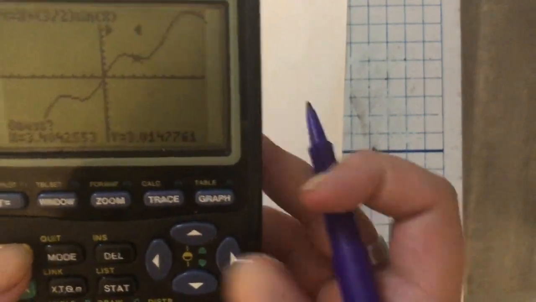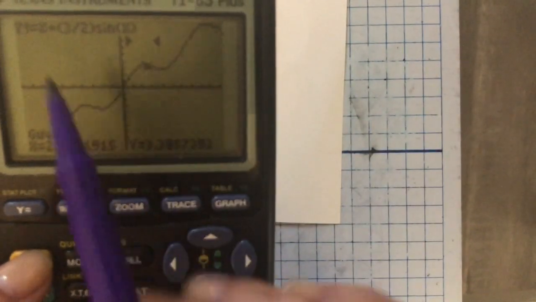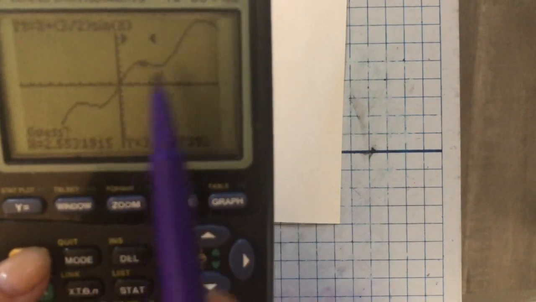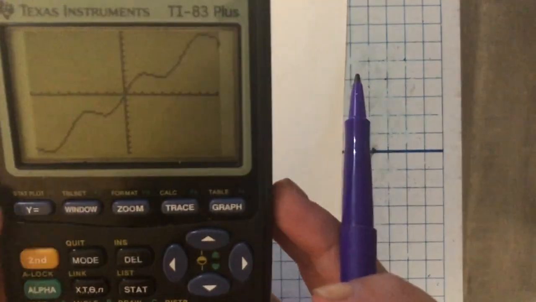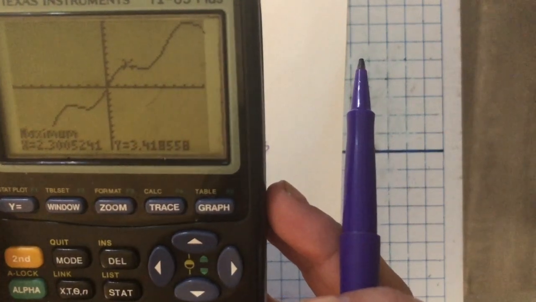Okay, it really doesn't matter how close you get with your left and right. You just want to make sure that it's close enough to your actual place. Because if I put left bound over here, it might accidentally think we're talking about this maximum. So you just want to get close enough that it's clear which maximum you're telling your calculator to calculate. And I guessed, maximum's at 3.419.